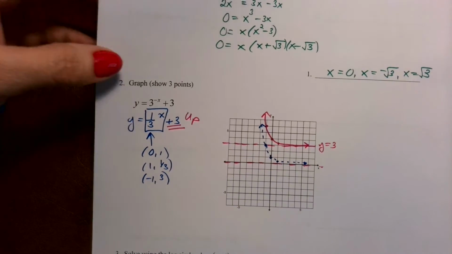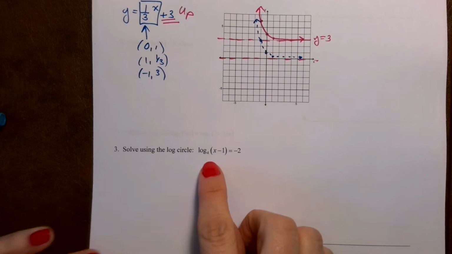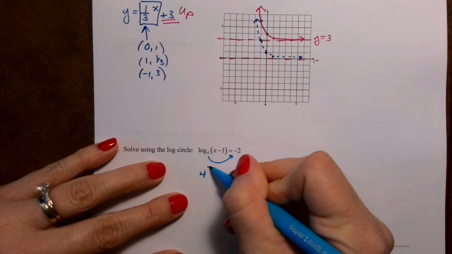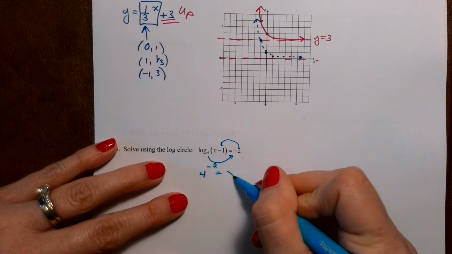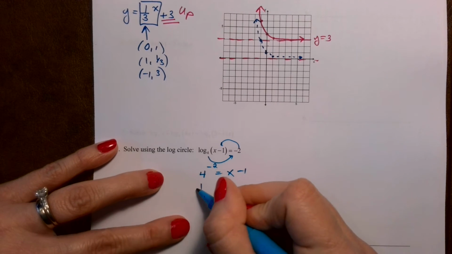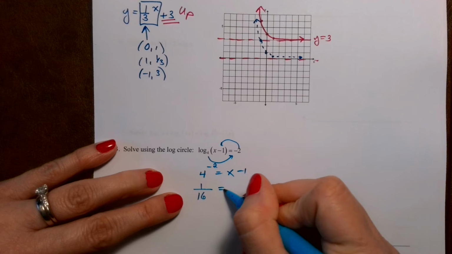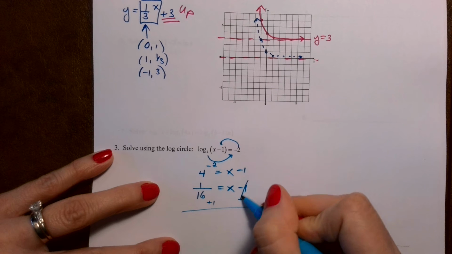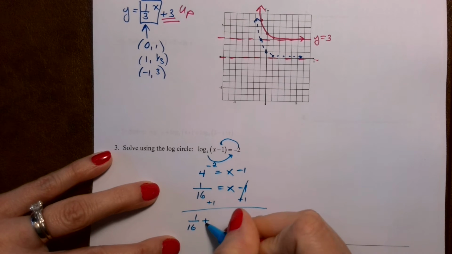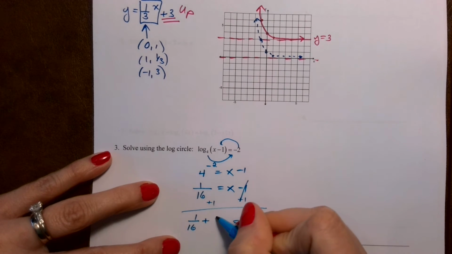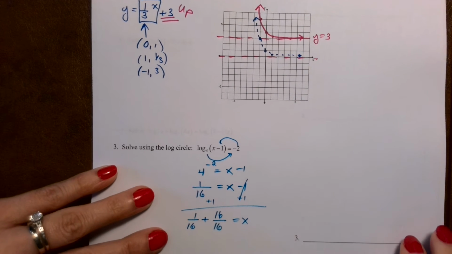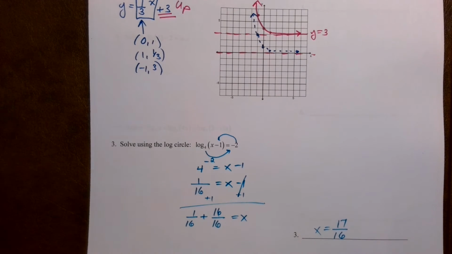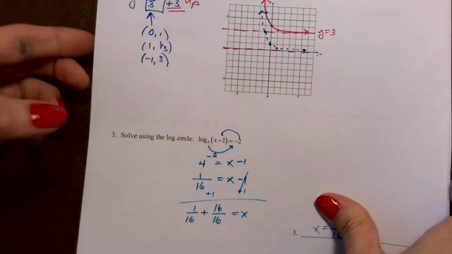Okay, number 3, solve using the log circle. When you only have one log, we're going to go ahead and circle this up. 4 to the power of negative 2 equals the of. 4 to the negative 2 powers is 1 over 4 squared. And the way that I'm going to solve this is I'm going to add 1 to both sides. So 1 over 16, let's see, how can I write 1? I'm going to say 16 over 16, and x is equal to 17 over 16.